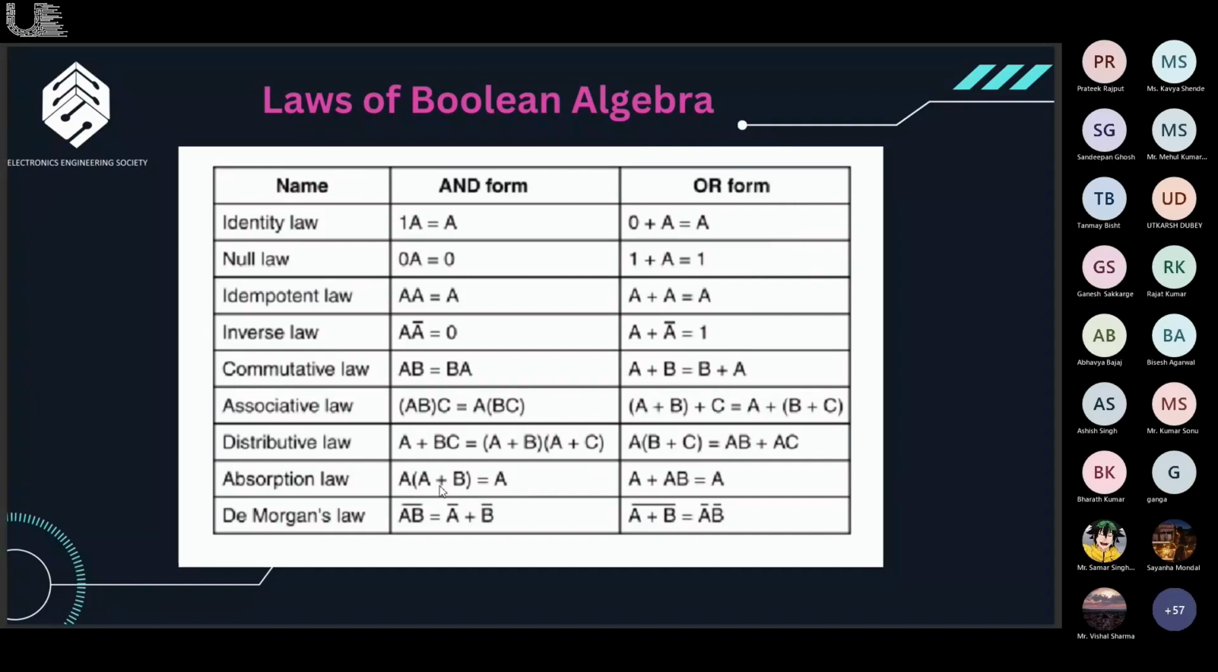And the absorption law: A into (A plus B) is equal to A. If we expand it, we will get A into A plus A into B. And by the idempotent law, we can say that A into A is A itself. So the equivalent expression would be A plus A into B. If we take A common, then we'll get A into (1 plus B). And by the null law, we can say that 1 plus B is 1 itself. So A into 1 would be A. So A into (A plus B) is A.